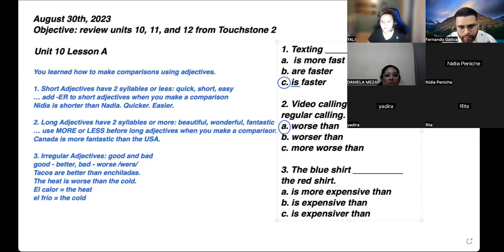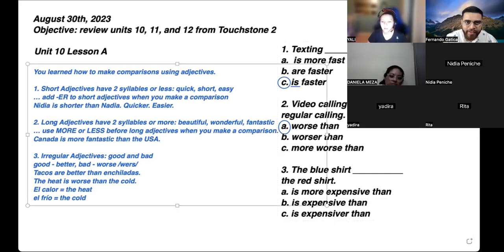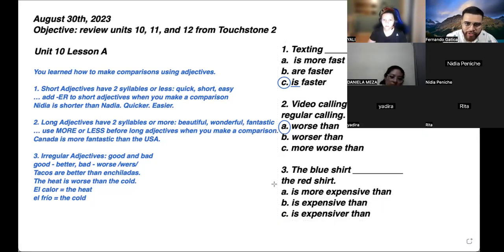The letter A. Letter A is more expensive than. Exactly. Okay. The blue shirt is more expensive than the red shirt.